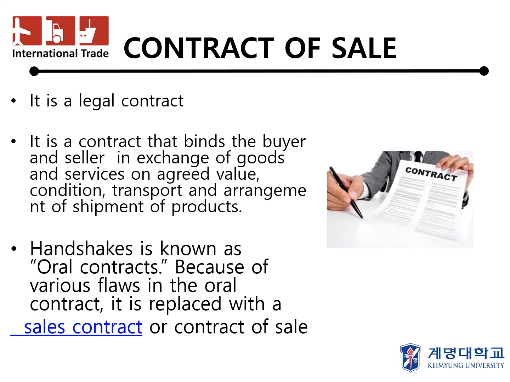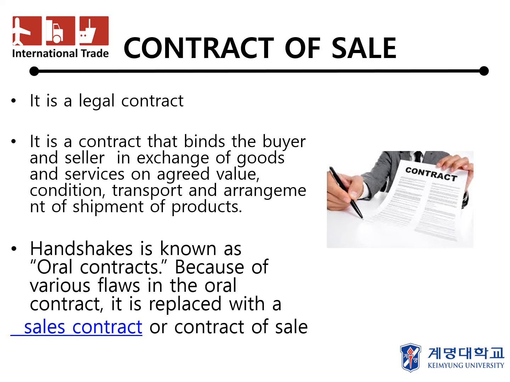We mentioned that a contract of sale is a legal contract that connects the buyer and seller legally. They are bound for the exchange of goods and services at an agreed value, the right price, the right condition of the products, how it will be transported or shipped, what the packaging will be, and all of the description on how the products from the seller will go to the buyer.